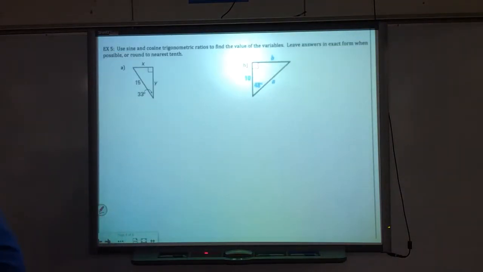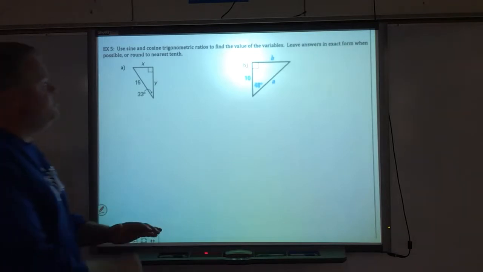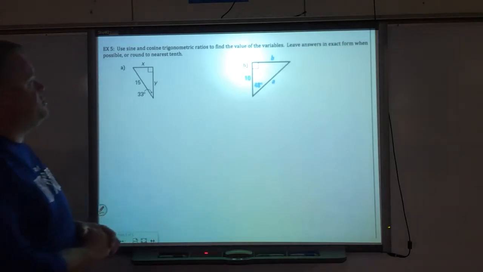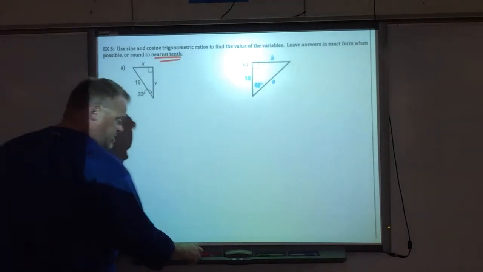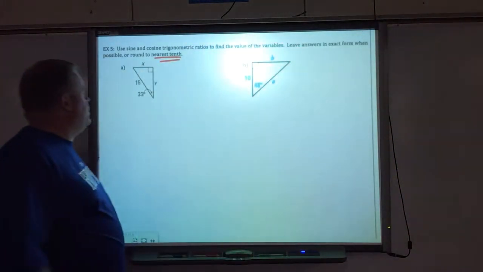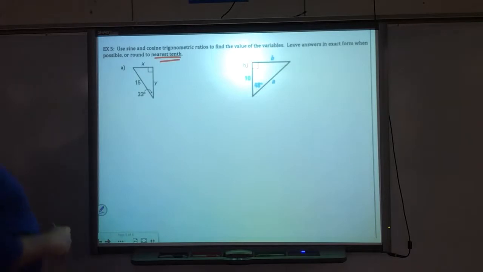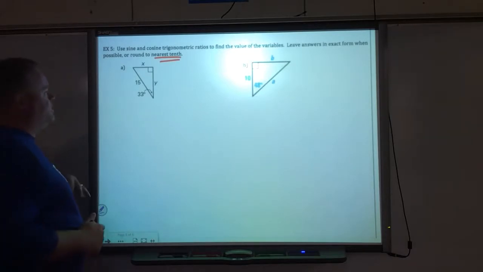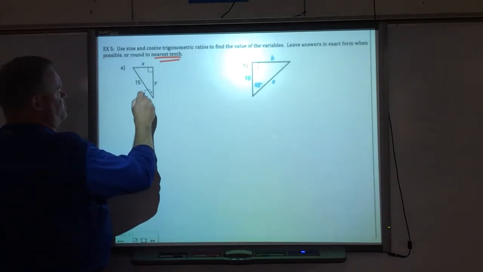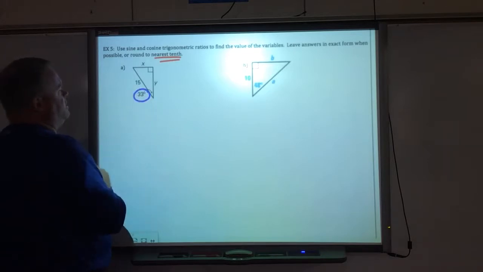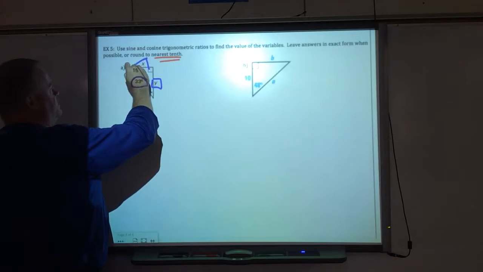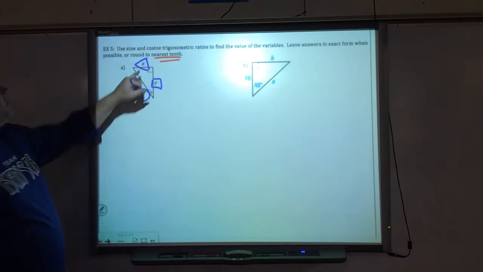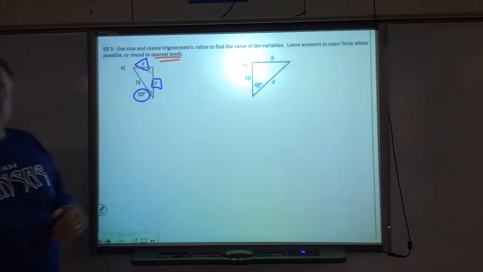Use sine and cosine trigonometric ratios to find the values of the variables. Leave answers in exact form when possible. Round to the nearest tenth. Once again, we're going to round to the nearest tenth. We're going to go blue this time. So, wait a second here. I've got an angle right here, 33 degrees. I see that. But I notice I got a y, and I'm going to make this one a kind of oblong shape, a triangle almost, and an x.